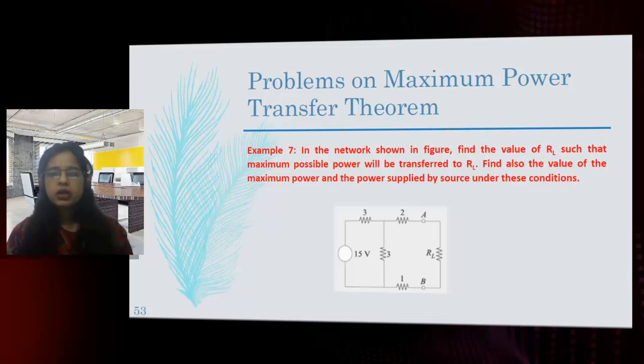So if maximum power is transferred to RL, that means it is clear that RL is abstracting maximum power, right? So the condition RL is equal to RTH will be applicable, because RL is abstracting maximum power. So RL will be equal to RTH. So in order to find out RL, you will have to find out RTH.